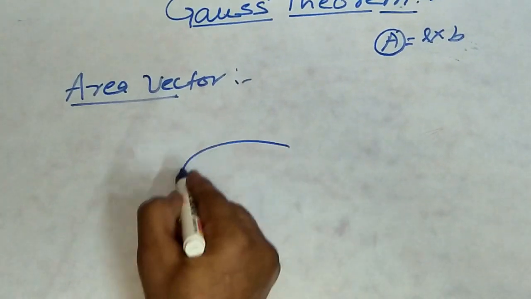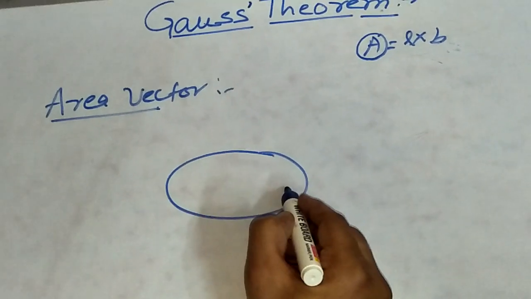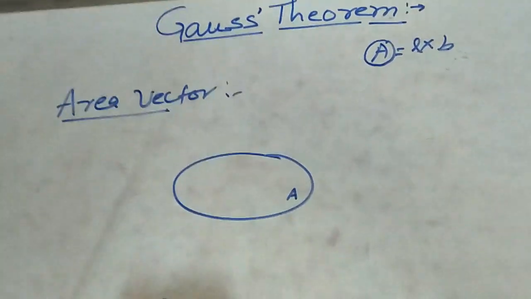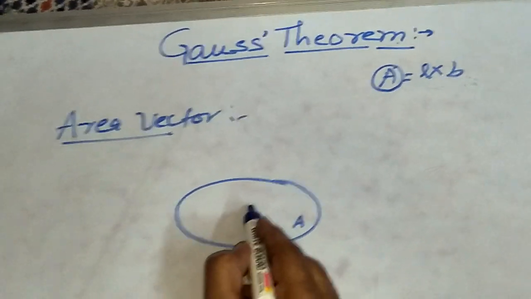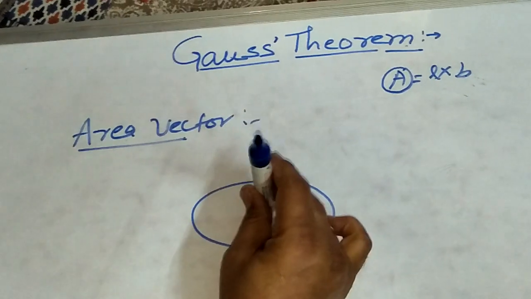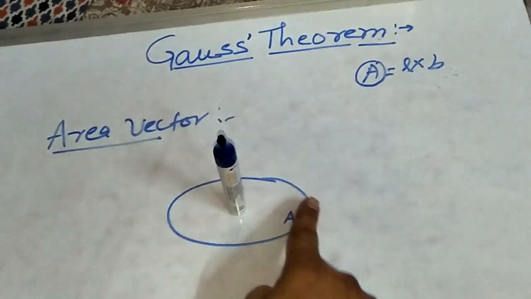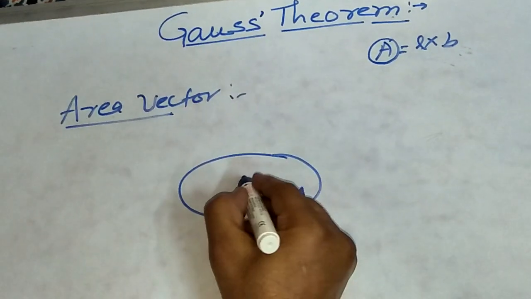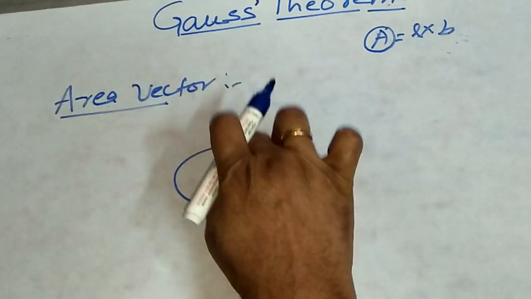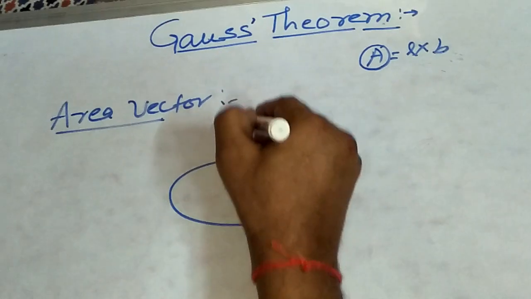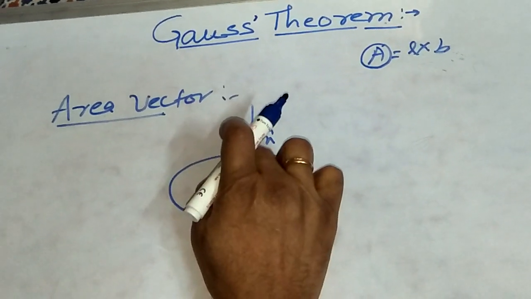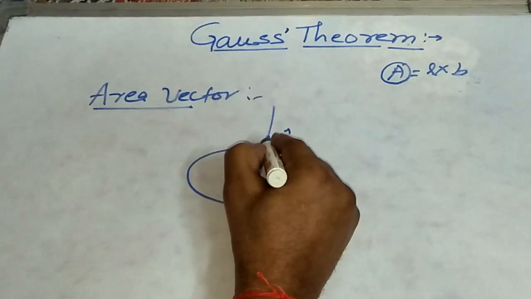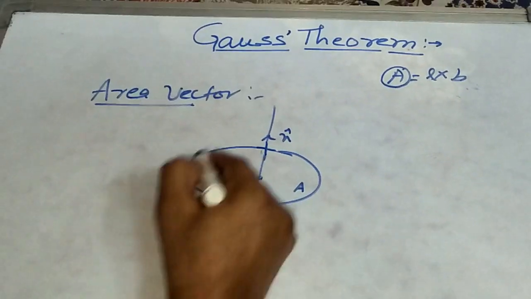Like suppose this one is any surface, the magnitude of its area is A, and as you know area is a vector quantity, it means it also has a direction. Direction means this one here, which is perpendicular to this plane and directed upward. So always remember the direction of this area vector is represented by this n unit vector. This n unit vector gives the direction of this area vector, and this is also called the axis of this area vector.